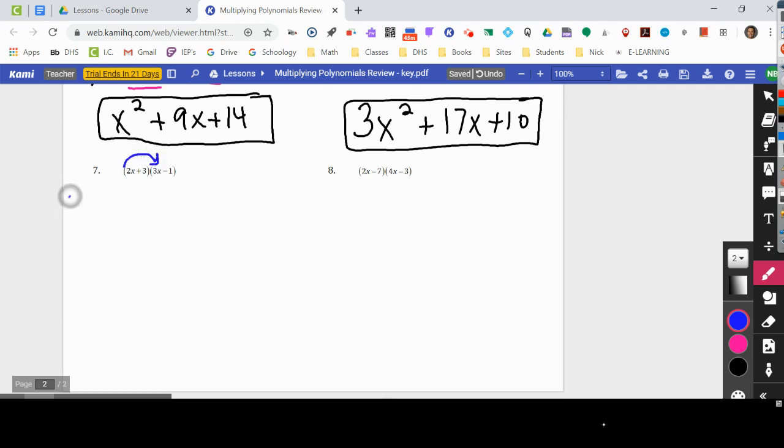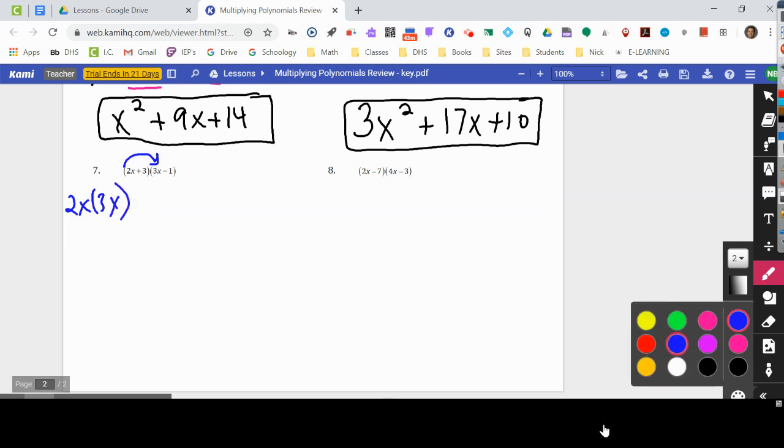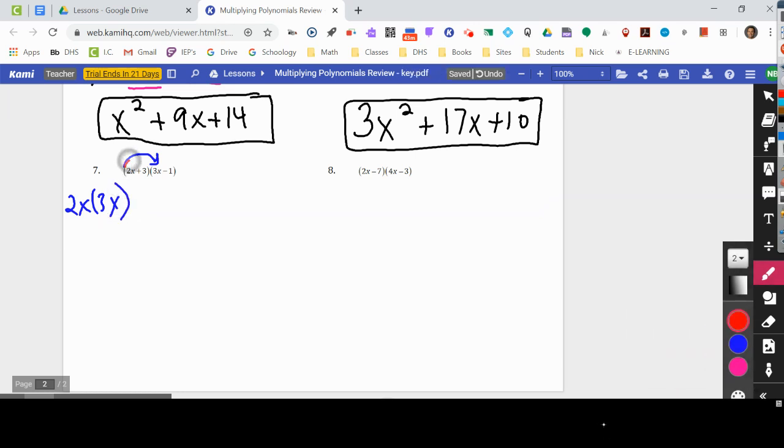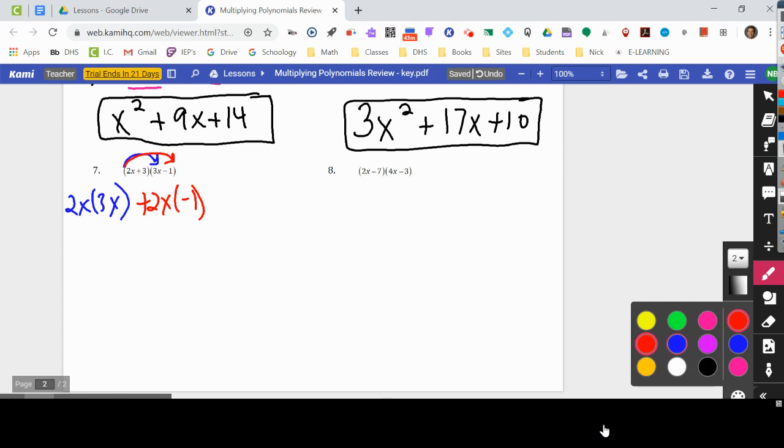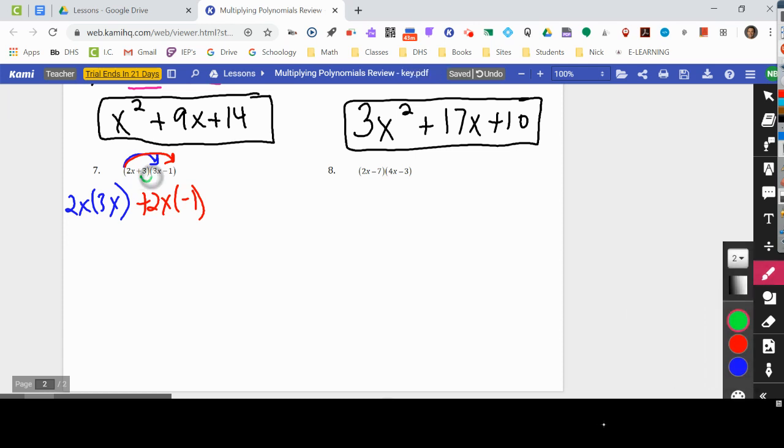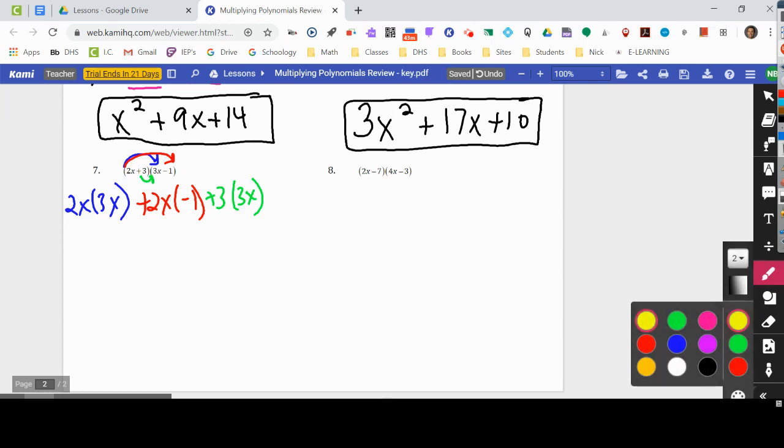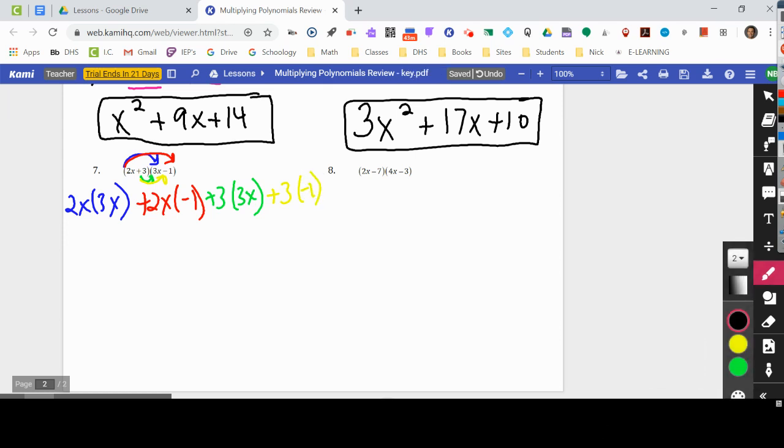So we get 2x times 3x for my first terms being multiplied. I have 2x times a negative 1 for my outside terms. For my inside terms, I have a positive 3 times a positive 3x. And where's my lovely yellow at? We got a positive 3 times a negative 1 for my last terms.